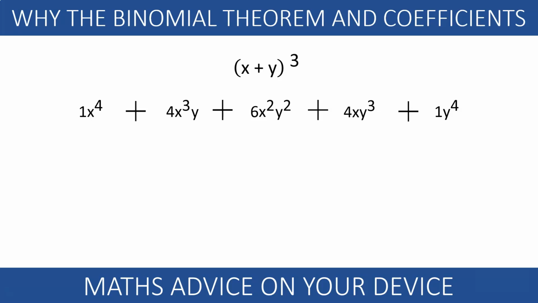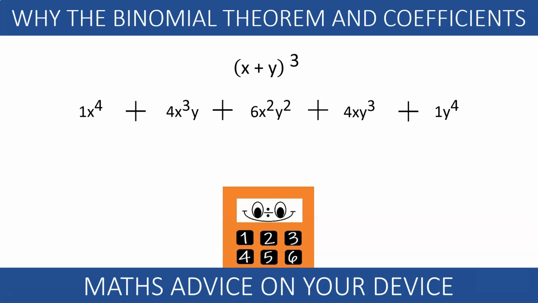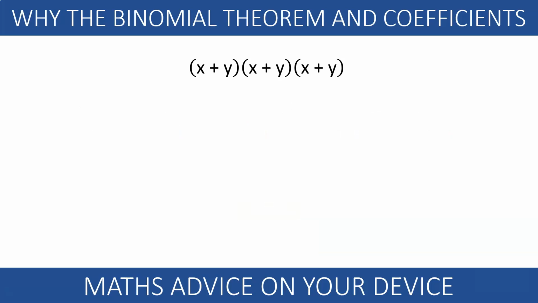In this video, we use the binomial theorem to expand (x + y)^3, and we explain why the coefficients look like 1, 3, 3, 1. Ready? The bracket (x + y)^3 means multiply the bracket by itself 3 times.